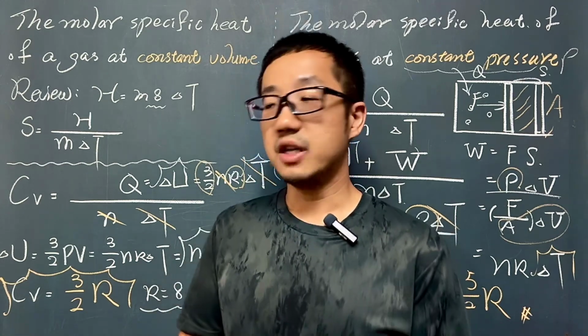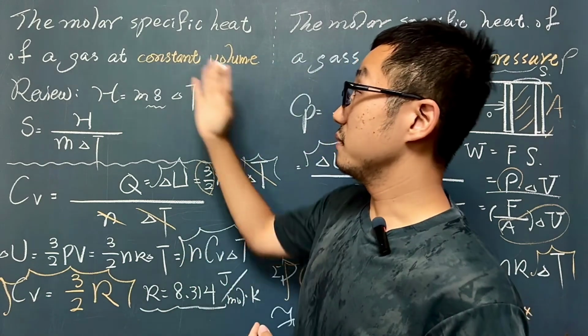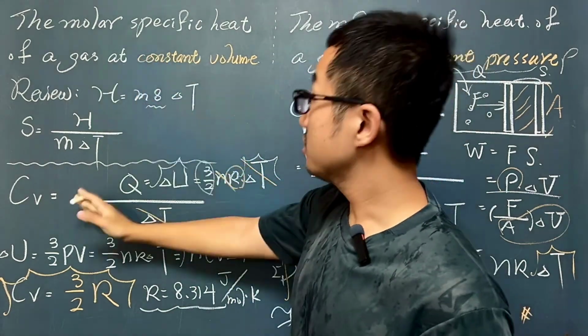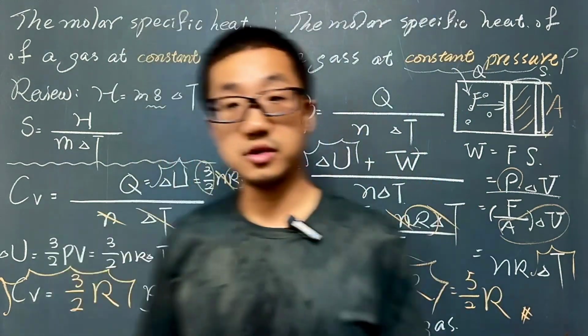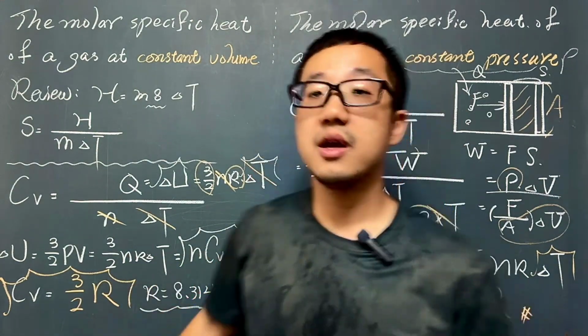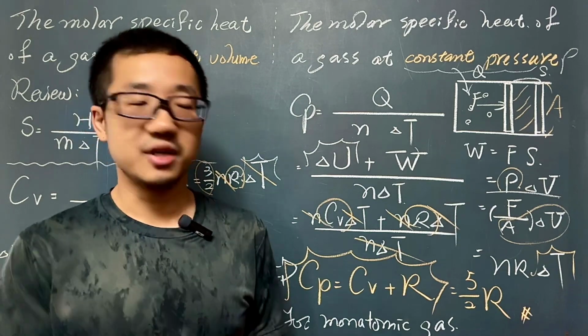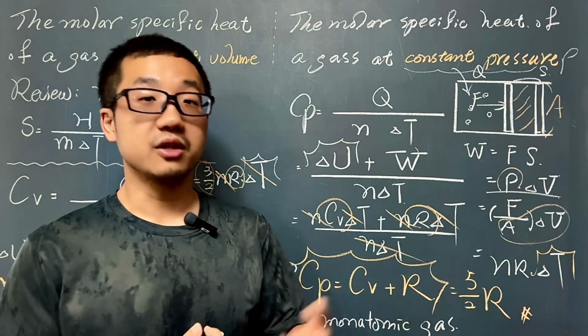But right now, maybe you can first memorize the molar specific heat at constant volume and at constant pressure: 3/2 R and 5/2 R. Okay, for diatomic molecules, maybe I'll talk about it later in the future.